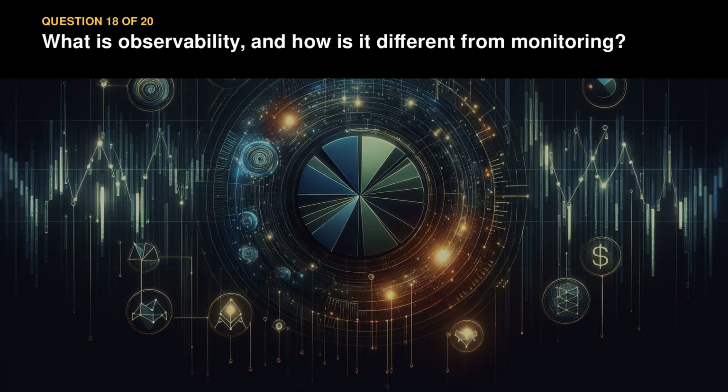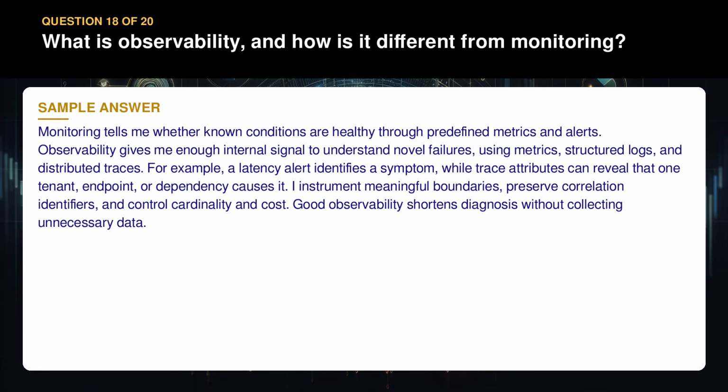Question 18. What is observability, and how is it different from monitoring? Monitoring tells me whether known conditions are healthy through predefined metrics and alerts. Observability gives me enough internal signal to understand novel failures, using metrics, structured logs, and distributed traces. For example, a latency alert identifies a symptom, while trace attributes can reveal that one tenant, endpoint, or dependency causes it.